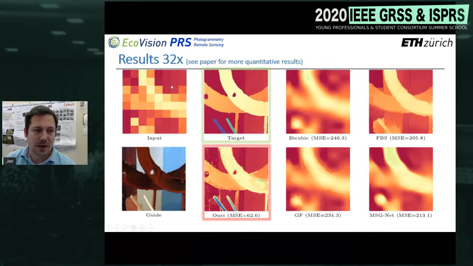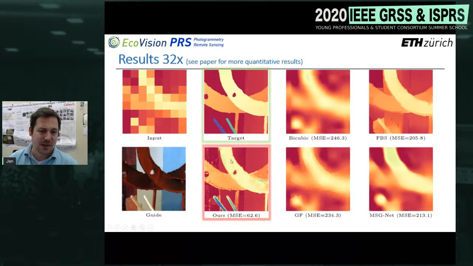So if we do this, here's again the input, the very low resolution depth image, and this is the guide. So that's the depth input image. This is the guide RGB image. And this is the target, what we want to achieve. That's the ground truth here.